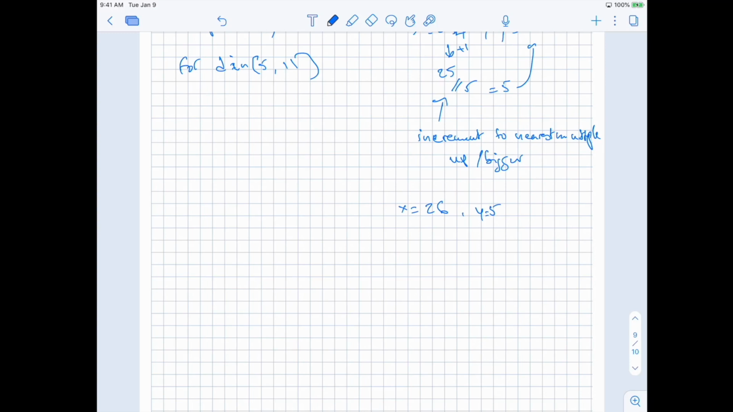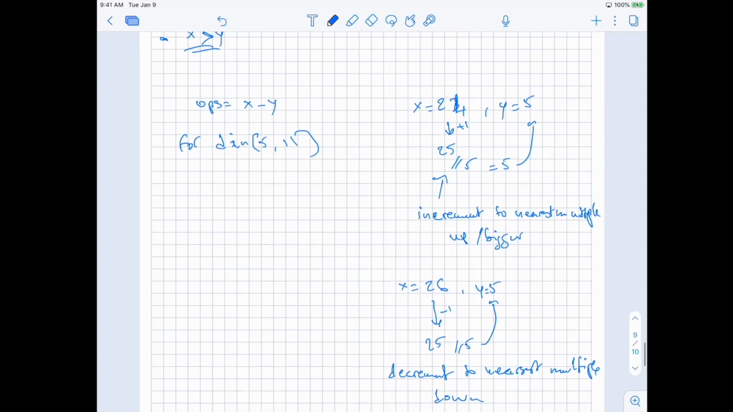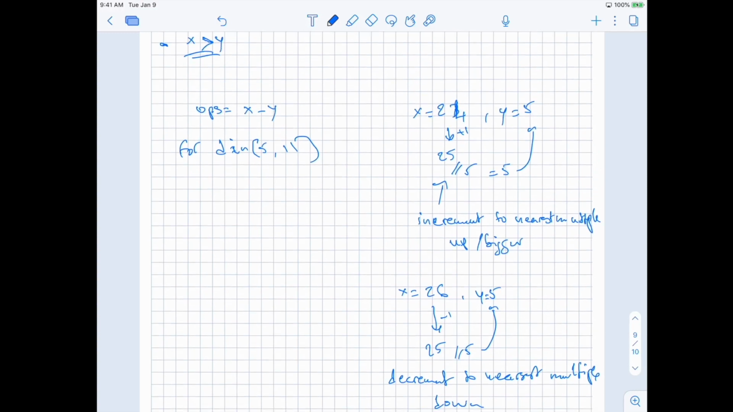Okay. Now another case where let's say x is equal to maybe 26 and y equal to 5. Now in this case we need to decrement to 25 and then divide by 5 to get to this. So here in this case we are decrementing to the nearest multiple down, and these are the only two cases that we will decrement.